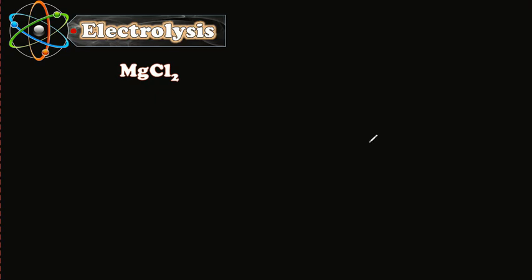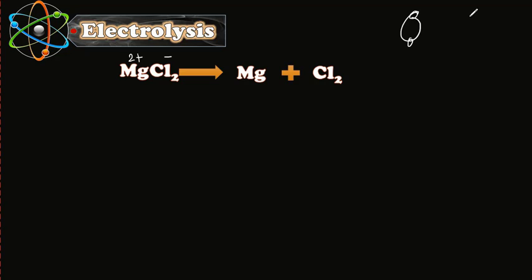We have magnesium chloride, which will break down to give us magnesium plus chlorine. This equation is balanced. Magnesium's charge is 2 positive, and chlorine is negative. Magnesium has 2 valence electrons, and chlorine can get only 1.